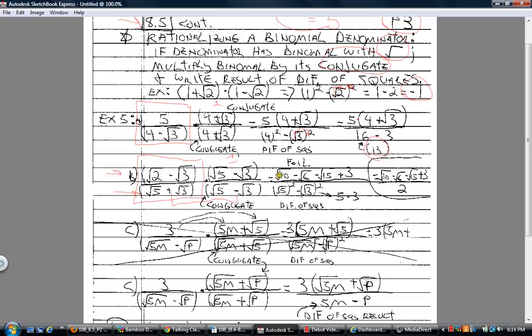Okay, now can you combine anything up here? No, so you leave the numerator alone. What's happening down here? You're multiplying a binomial by its conjugate. We've already said that. Take the first term, square it. Square root of 5 squared gives you 5. Square root of 3 squared gives you 3.